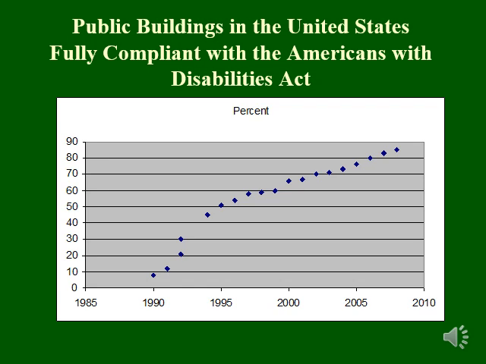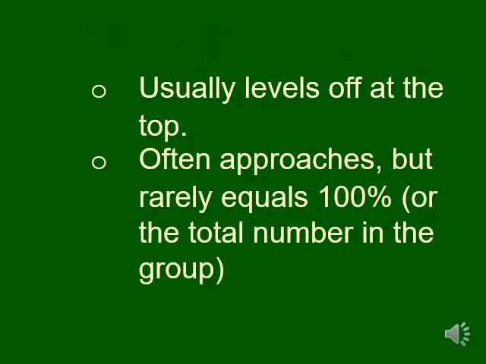And over the years, it's gone up and up and up. I actually looked recently, and today it's about 93% of buildings that are compliant. It's never probably going to be 100, both because if you don't make a renovation, you don't have to make a building compliant with ADA, and also because some buildings can be exempted for historical reasons. It's not like they're going to put an elevator right in the middle of Independence Hall. But as time goes up, you have more and more buildings that fit that characteristic. Again, typically it's going to level off at the top as you approach 100%.